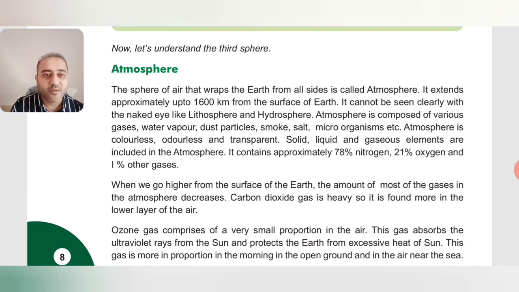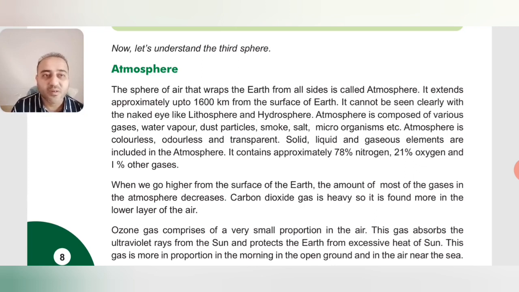Okay. Atmosphere is colorless, so there is no particular color. Odorless, odor means smell, so we cannot smell it. And transparent. Okay, atmosphere is colorless, odorless and transparent. Transparent means which we can see through. Okay. Solid, liquid and gaseous elements are included in the atmosphere.